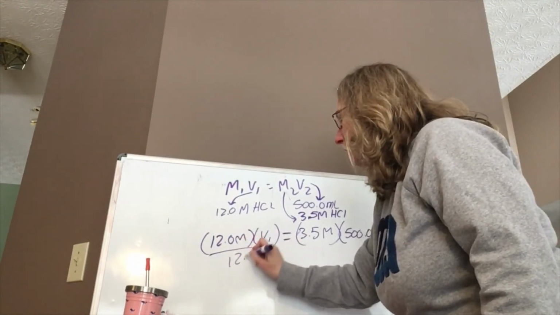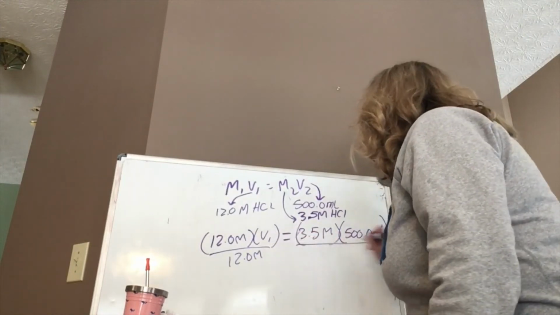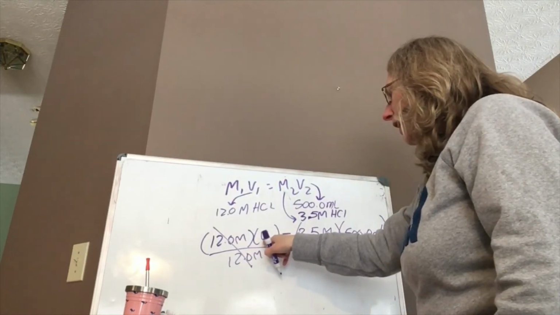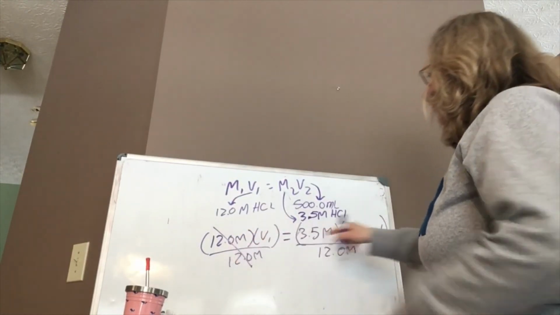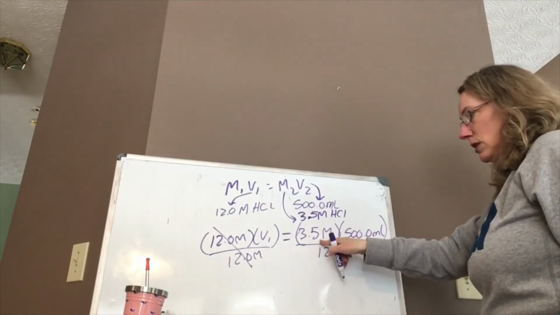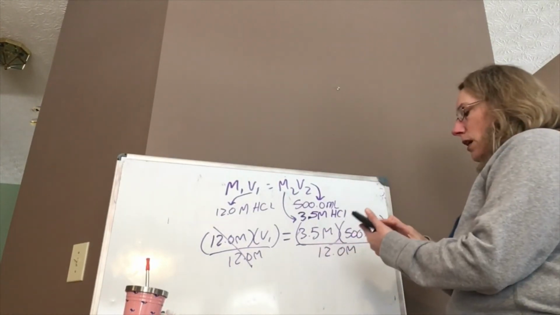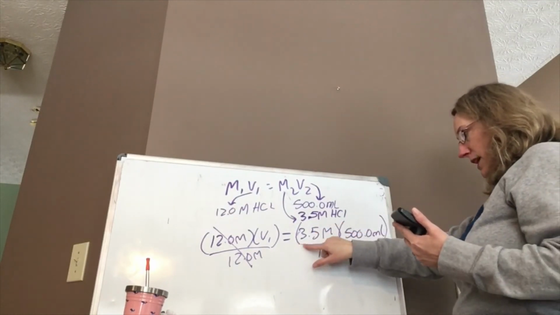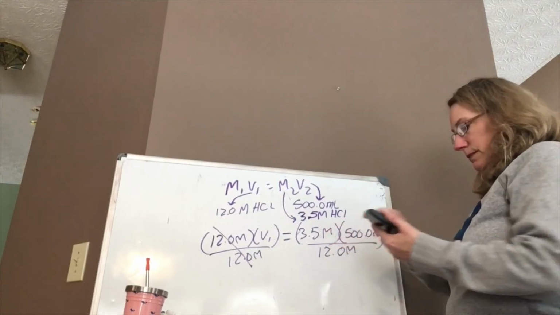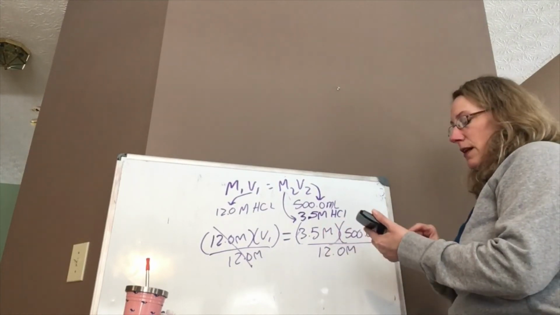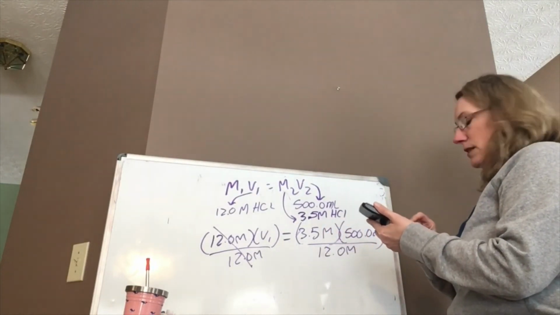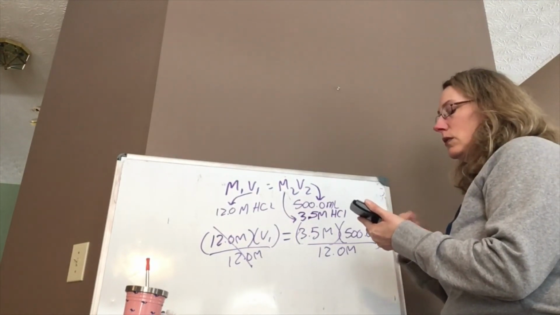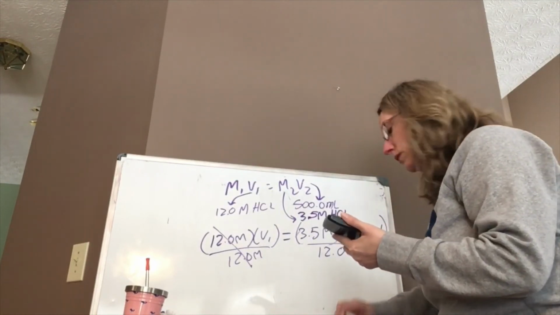So I get rid of that 12.0 molar. That means I divide by 12.0 molar because that cancels out. So I'm left with how much of that strong solution to make a big amount of a weaker solution. So I take my calculator. It's an order of operations problem. I have to do this times this and then divide by this. So make sure you do the multiplication on the top first. 3.5 times 500 divided by 12 equals. So how much should you use?